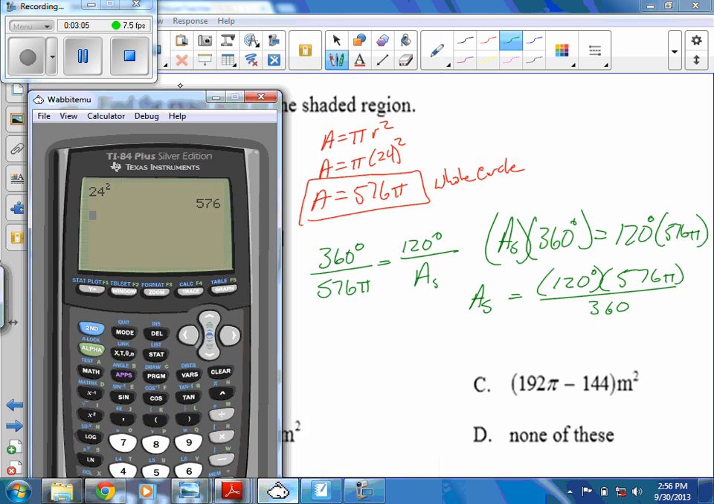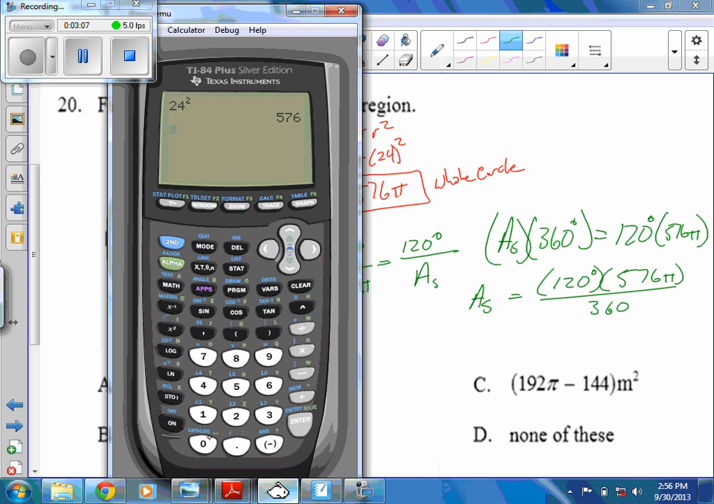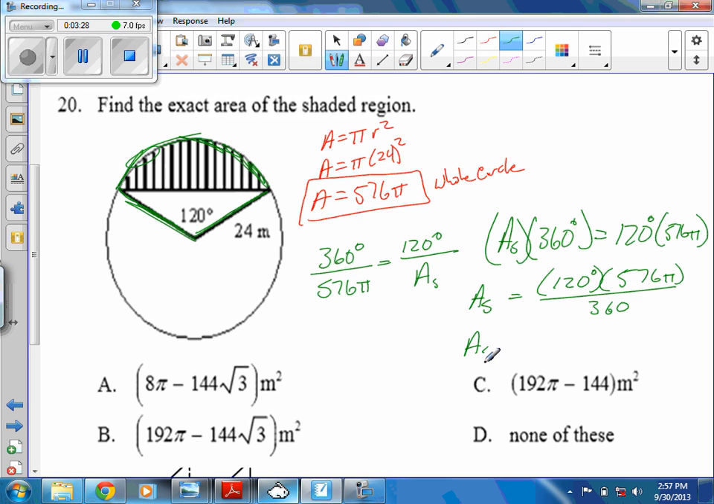Move this out of the way. We'll get 120 times 576 equals 69,120. Divide that by 360, and area of the sector equals 192 pi. Okay. So that's the area of our sector.